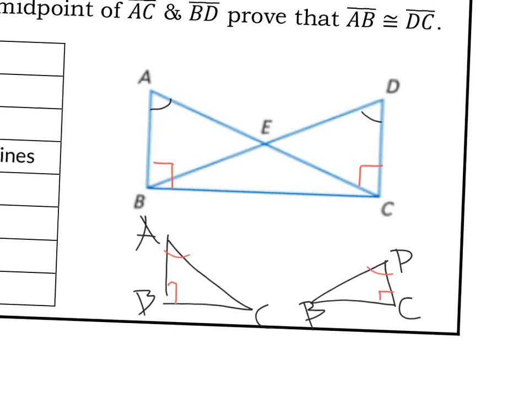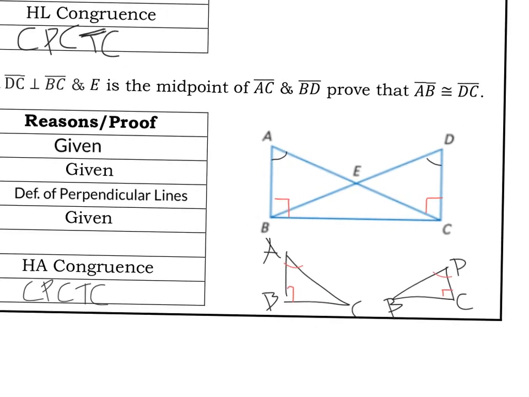So let's see here. With the given fact that E is the midpoint of AC and BD, that creates all these line segments here. So these two are congruent because they're cut in half. These two are congruent because they're cut in half. So if it's the midpoint of both these lines, then you can safely conclude that the lines AC and BD are congruent to one another because of the midpoint theorem.